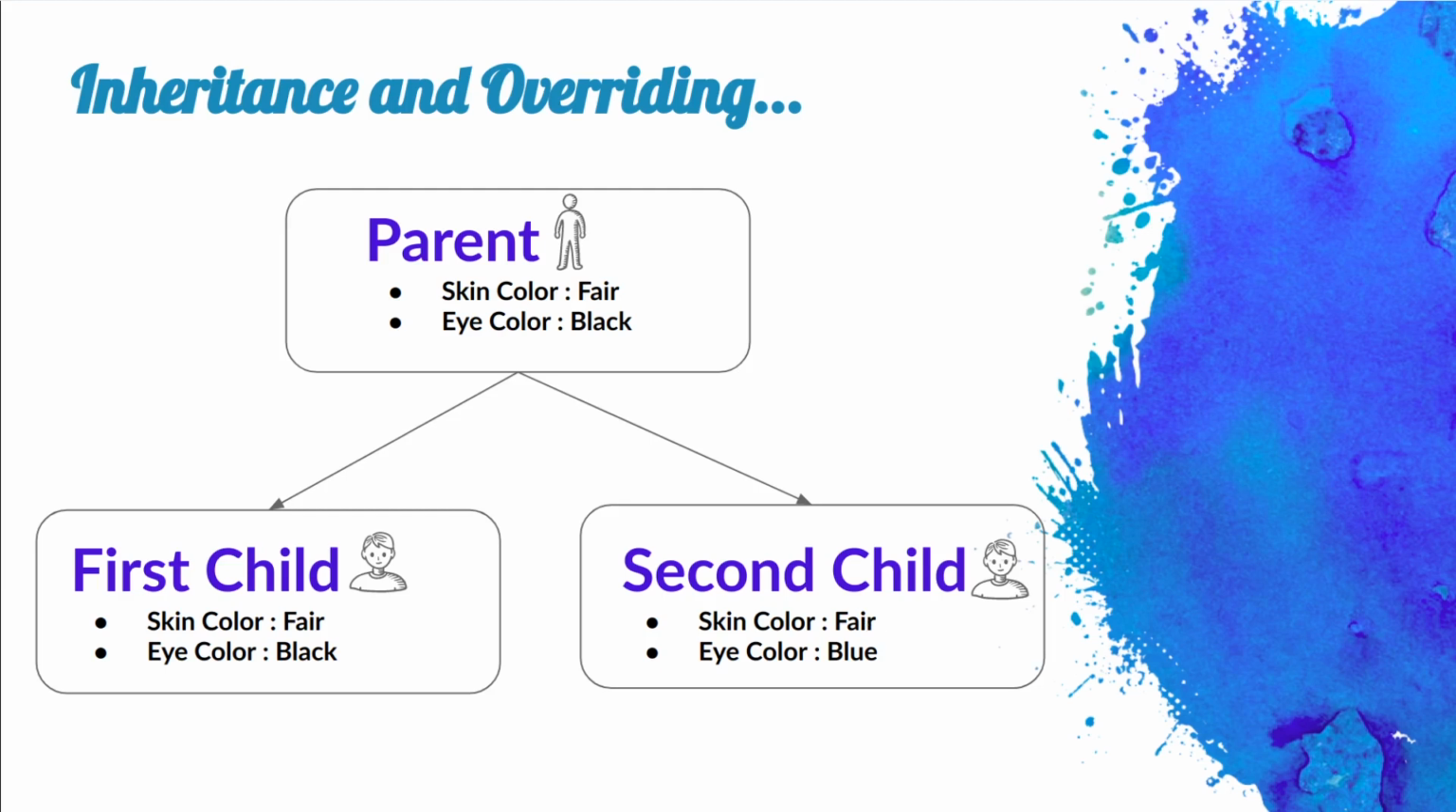But as you can see in the second example, the second child is also inheriting some of the properties from his parent. The skin color, fair, is inherited as it is, but the second property, the eye color of the second child, is blue, while the eye color of the parent is black. So in this case the second child is overriding the eye color property of the parent, and black becomes blue. This concept is called overriding, that is overriding some of the properties from the parent.